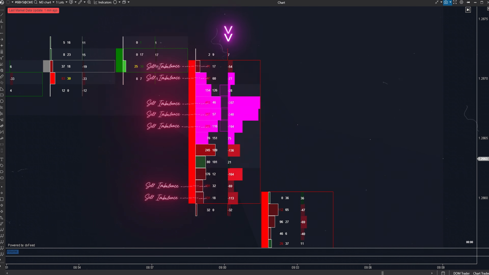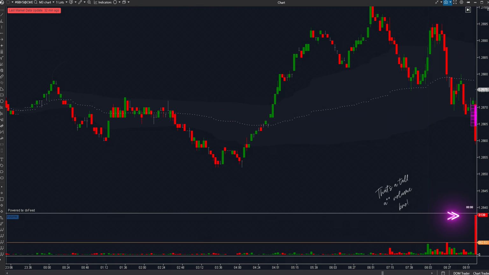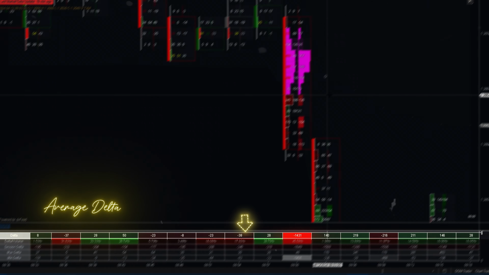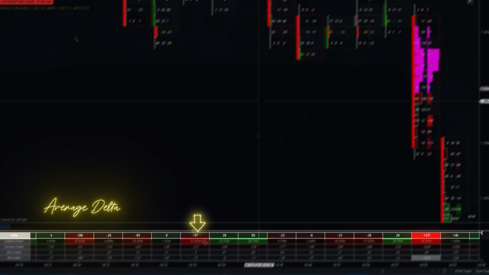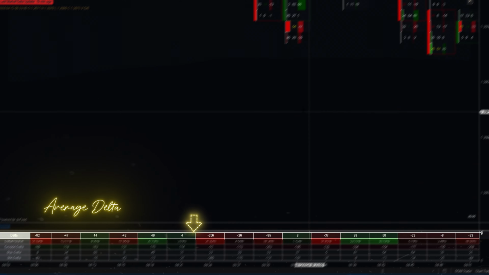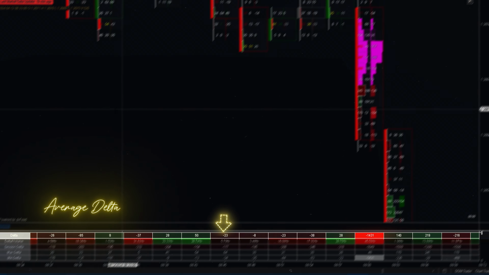On the candle that started the flush, we see massive stacked sell imbalances, the day's highest volume, and a shocking sell delta of 14.31. Compare that to the average delta of around 100 or minus 100, and it's clear this isn't a regular move in the market. And to add to that, there were no news to justify this. It's pure smart money manipulation.